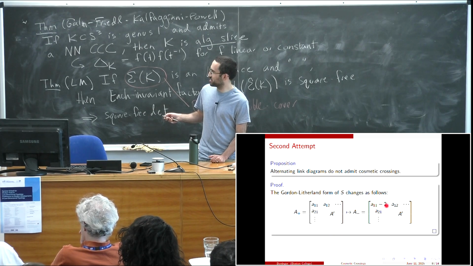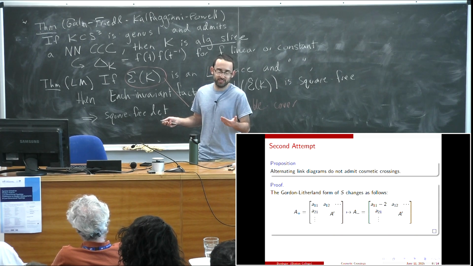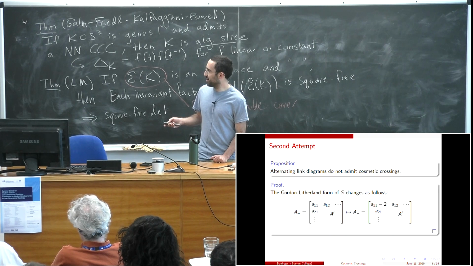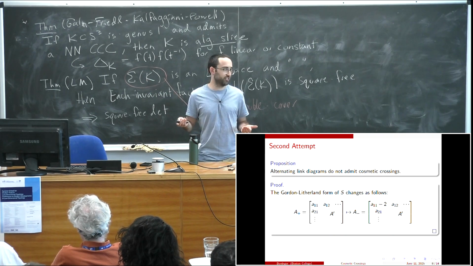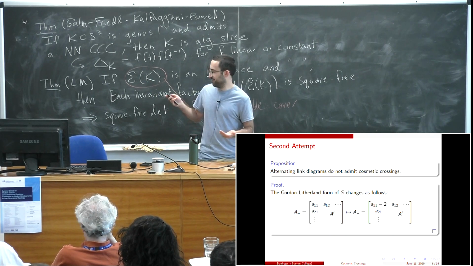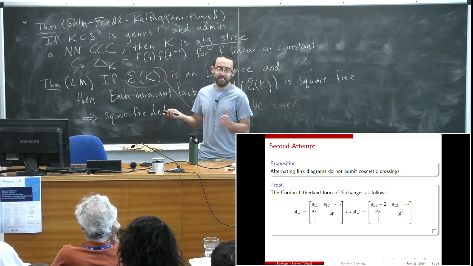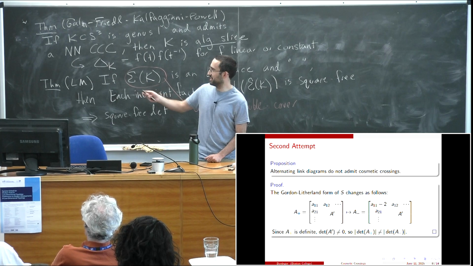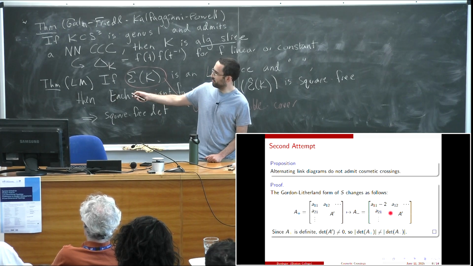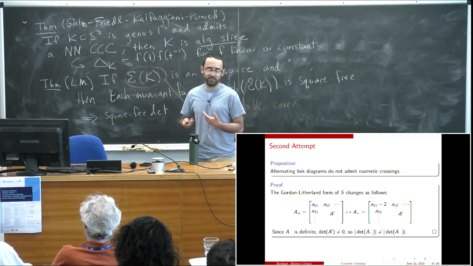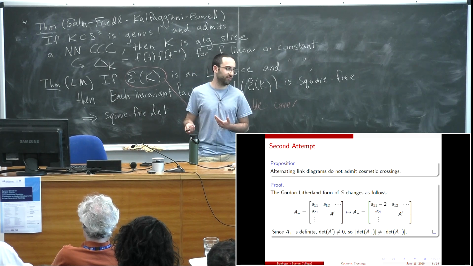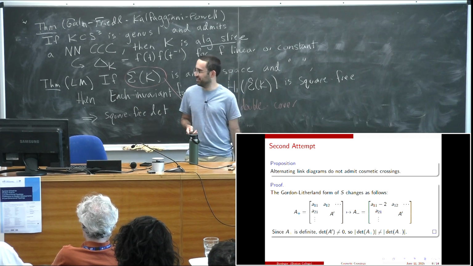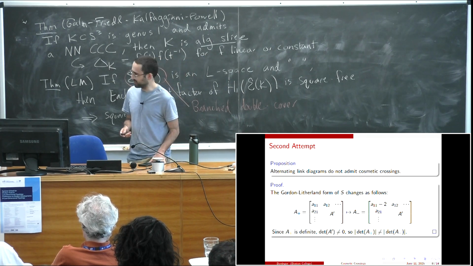So as long as this interior matrix has non-zero determinant, we're changing the determinant. So it's essentially the same argument, right? How do we know that this interior matrix has non-zero determinant? Because it's a definite form. And restricting to that subspace, it'll still be a definite form, right? So since A is definite, the determinant of A prime is non-zero, so the determinant here is changing. It's another proof that alternating diagrams do not admit cosmetic crossing changes.